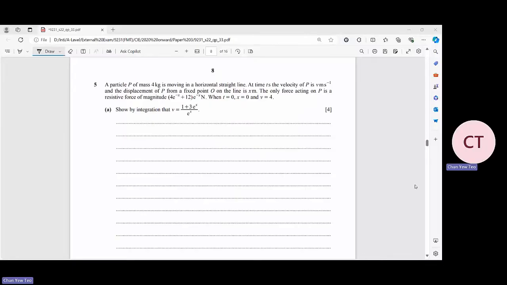Now we take a look at question number 5. A particle P of mass 4 kg is moving in a horizontal straight line. At time t, the velocity of P is v meters per second and the displacement of P from a fixed point O on the line is x meters. The only force acting on P is a resistive force, magnitude given. At t equal to 0, x equal to 0, and v equal to 4. So show by integration that v is equal to the following expression.